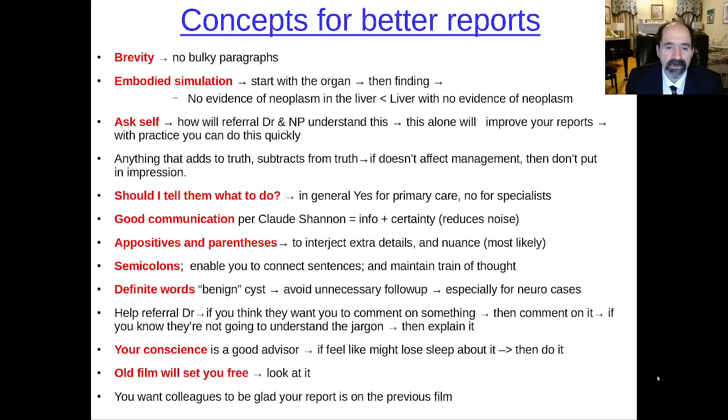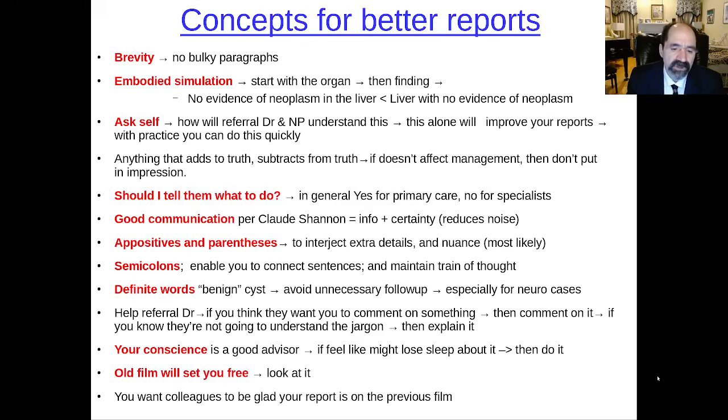Do what you can to help the referral doctor based on what you know about them. If you think they want you to comment on something, like they got a CT of the neck for rule out mass, tell them if there's a mass in that location. Comment on whatever it is that they're interested in because you know it. And also, if you know it's going to some primary service who doesn't know that anatomical region, don't use jargon terminology that they're not going to understand. Explain it for their sake and so they don't call you, okay?